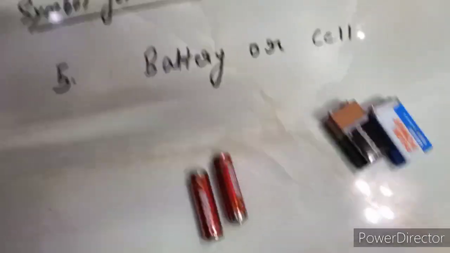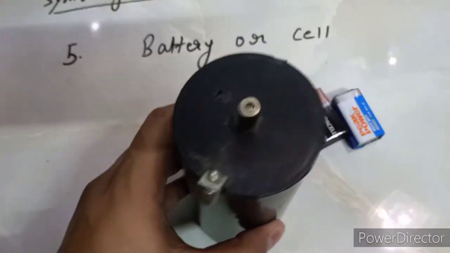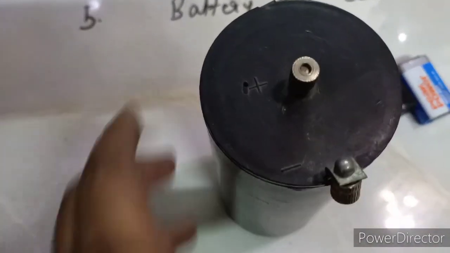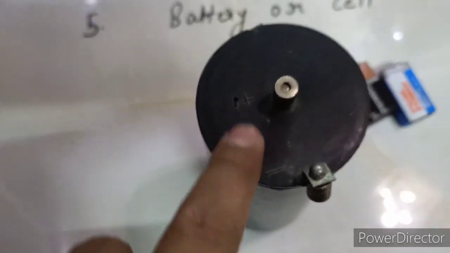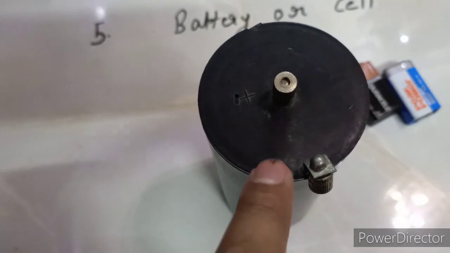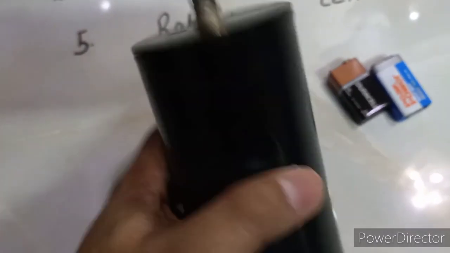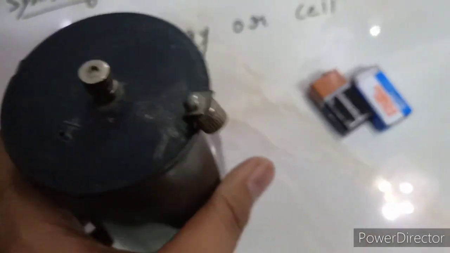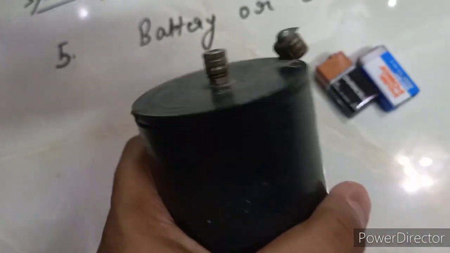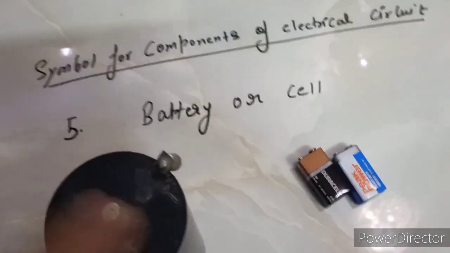Generally in the laboratory we use this type of cell, which looks like this. This is a dry cell we use here. It is mentioned here, this is the positive terminal and this is the negative terminal. You have to keep in mind to connect the positive terminal here, and this is the negative terminal. This cell ranges from 1.5 volt to 1.7, 1.6, 1.4. It is also rechargeable. We can charge it with a special adapter. So these are the battery or cell.